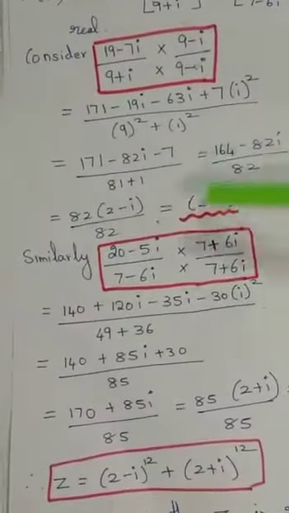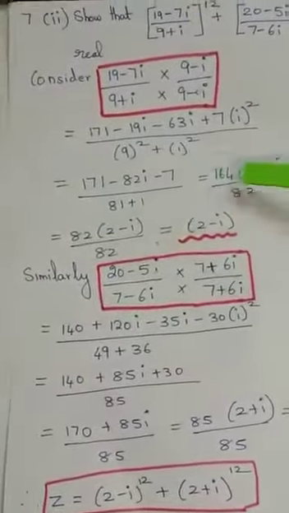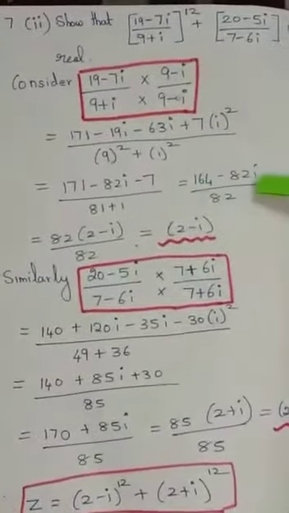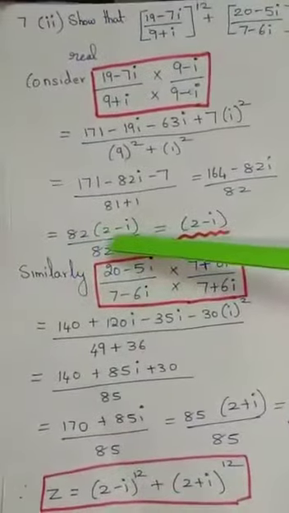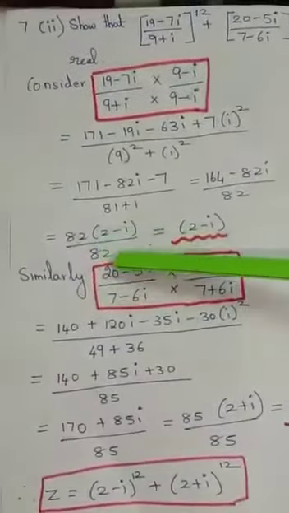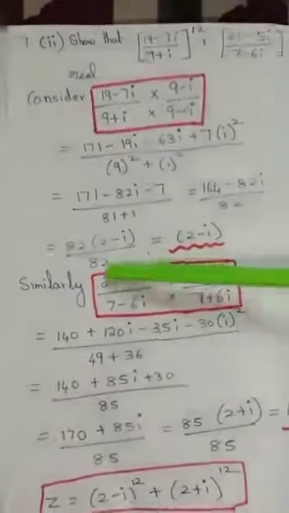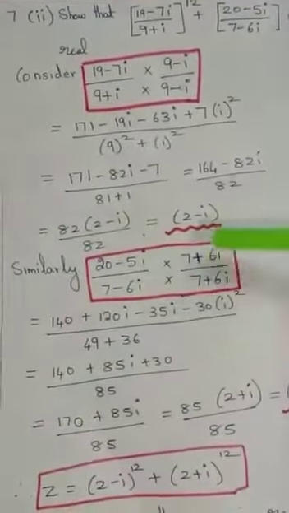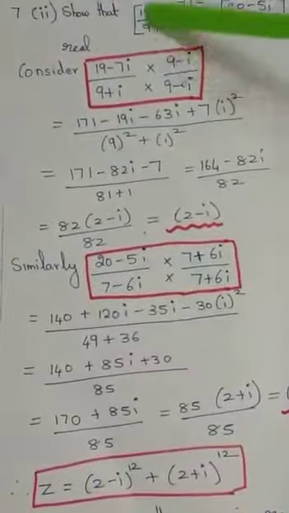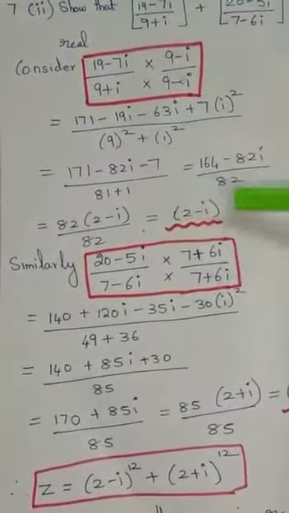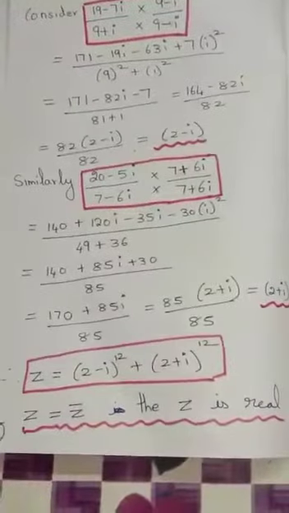You can take 82 common because both of these numbers are multiples of 82. So if I take 82 common, I have to write 2 minus i. In the denominator we already have an 82, so 82 gets cancelled. So you will have 2 minus i. So the simplest form of this number is 2 minus i.